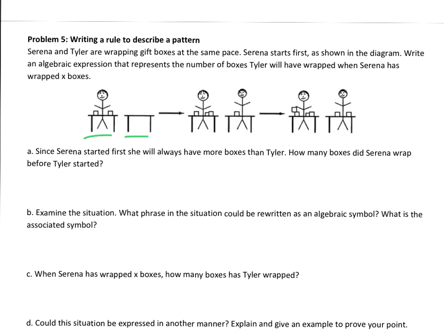She has 2, he has 0. She has 3, he has 1. So let's look. 2 to 0. Think of it like keeping score. 3 to 1. 4 to 2. So I think if this pattern keeps up, yes, I think she will. She will have more.